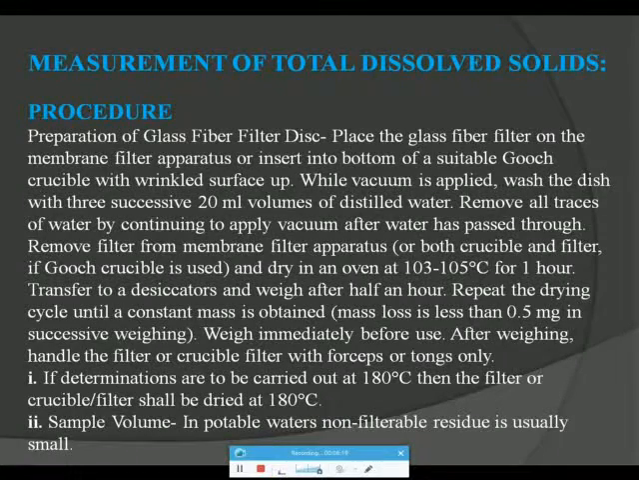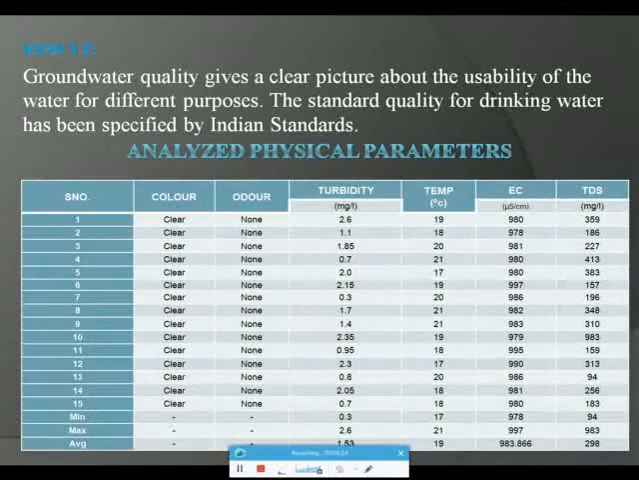permit a constant reading. Result. Groundwater quality gives a clear picture about the usability of water for different purposes. The standard qualities for drinking water have been specified by the Indian standard. Color, odor, turbidity, temperature, EC and TDS are mentioned in the tabulation. You can refer to this.